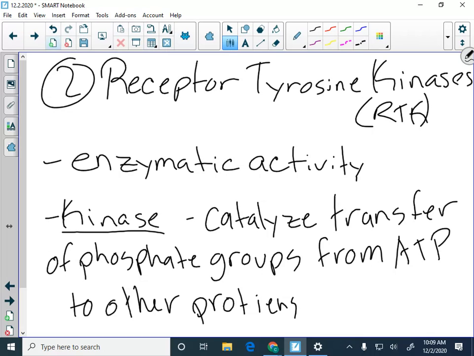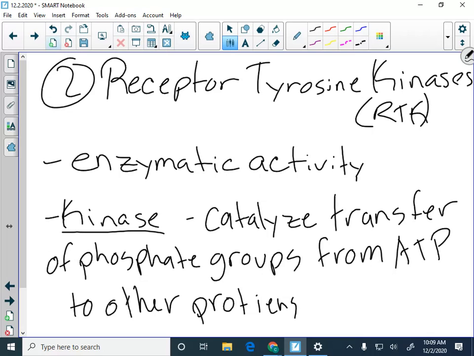So, a tyrosine kinase is an enzyme that takes phosphate groups from ATP and adds them to the protein tyrosine, or the molecule tyrosine. So, a receptor tyrosine kinase is a kinase that takes phosphate groups from ATP, tacks them onto tyrosine, and acts as a receptor.